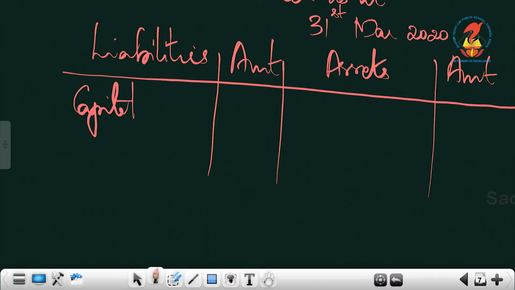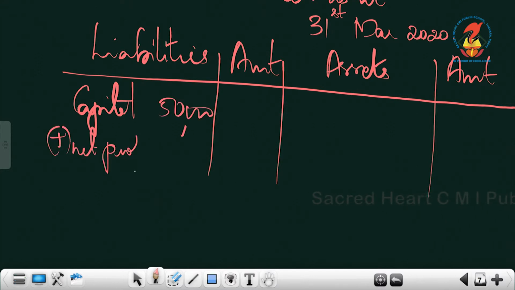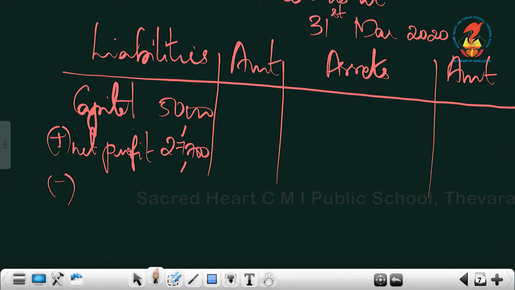Capital, the figure given there is 50,000. With that we have to add net profit. Take it from your P&L. What is your net profit figure? 27,700. Less drawings. Drawings you have to add income tax also. That is 5,500 plus 6,500. You have to take drawings 12,000.